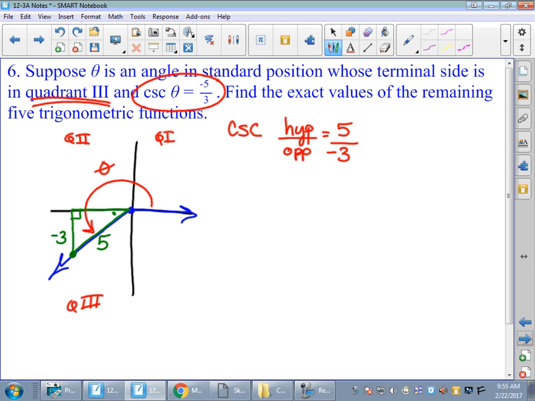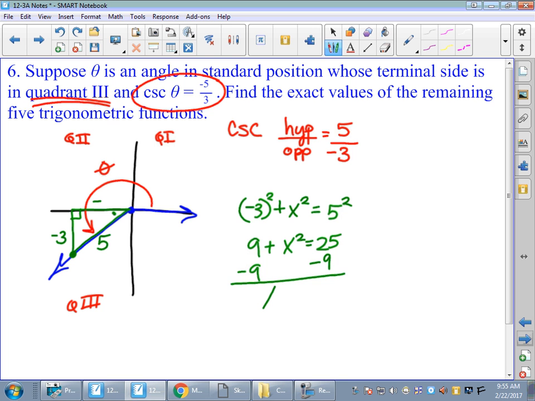Now when I find my x value, I'm going to use the Pythagorean theorem. It's going to give me a positive value, but because I shifted to the left, I'm going to force the sign. So I know it's a negative something. So I'm going to do -3 squared plus x squared is equal to 5 squared. 9 plus x squared is equal to 25. I'm going to subtract 9 from both sides, and x squared is equal to 16. When I take the square root of that, x is equal to 4. So my x value tells me I shifted 4 to the left.